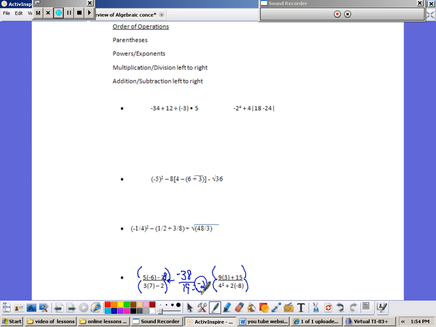27, 3 times 9 is 27, plus 15. It's 42. And 4 squared is 16. 16 plus negative 16 is 0. And 42 over 0 is undefined because I'm not allowed to divide by 0.